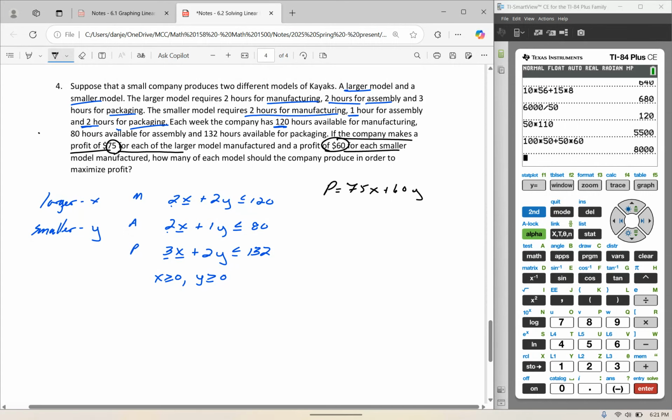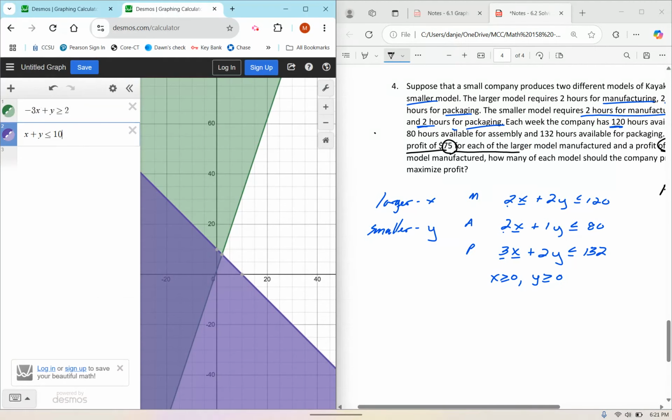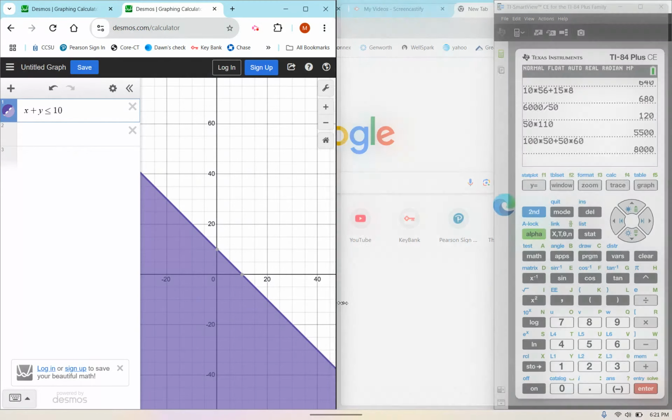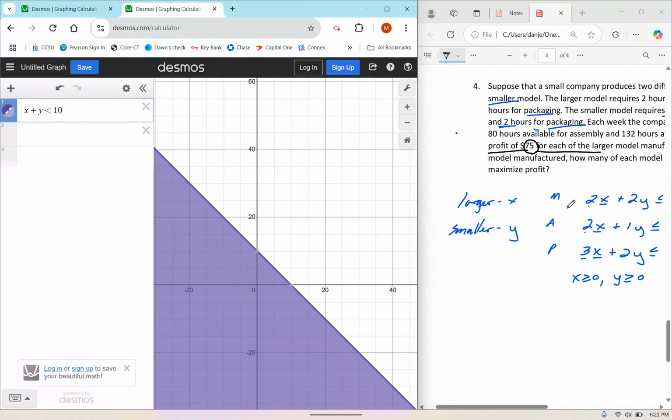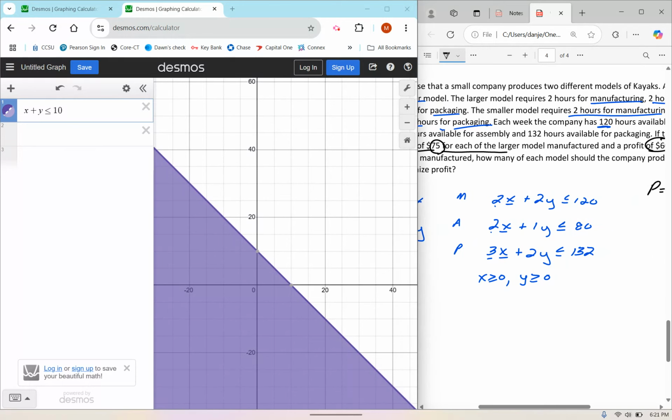Now I'm going to try something. I'm going to try to pull in my Desmos here, and I'm going to do this one using Desmos. See if this screen will work side by side. Okay. So here are our constraints.